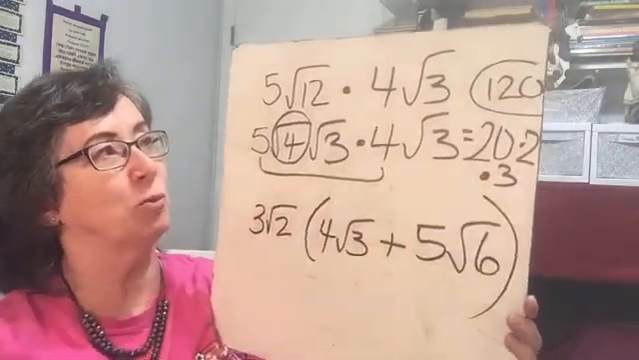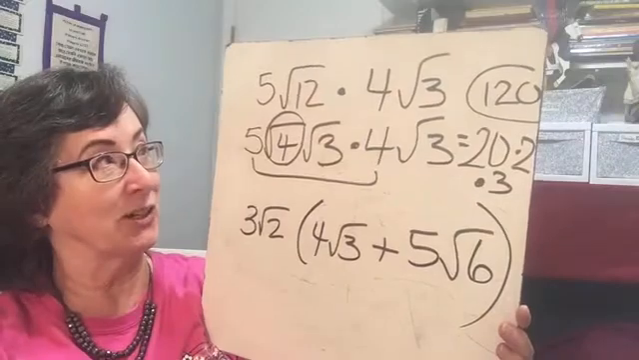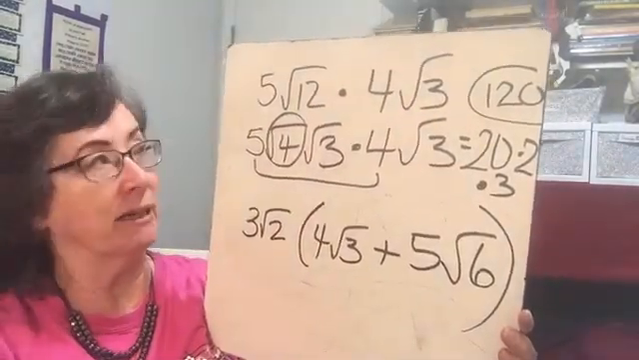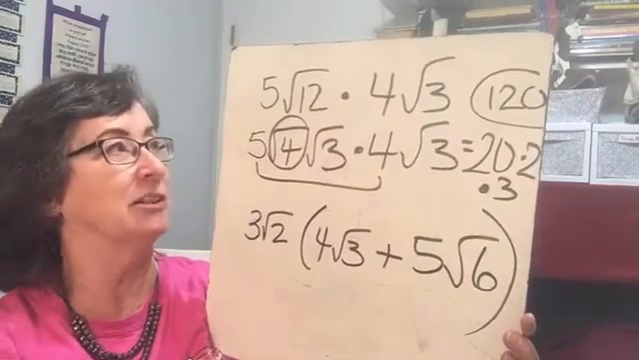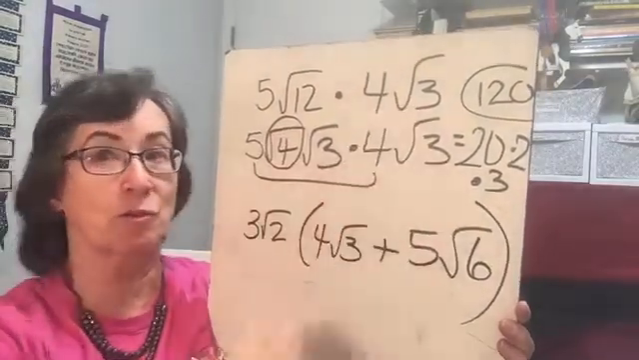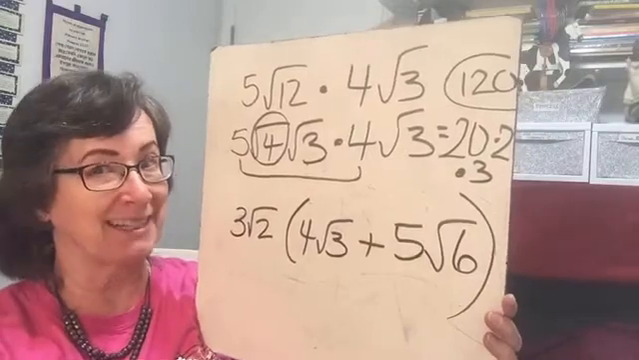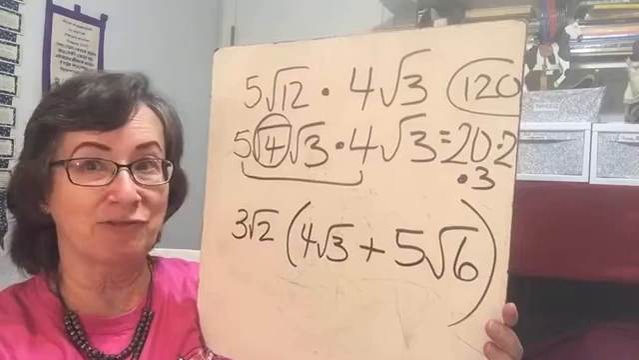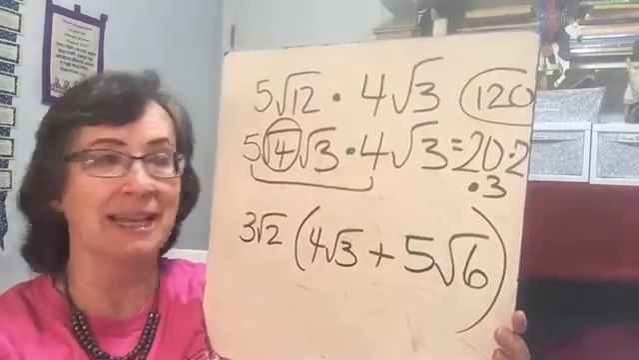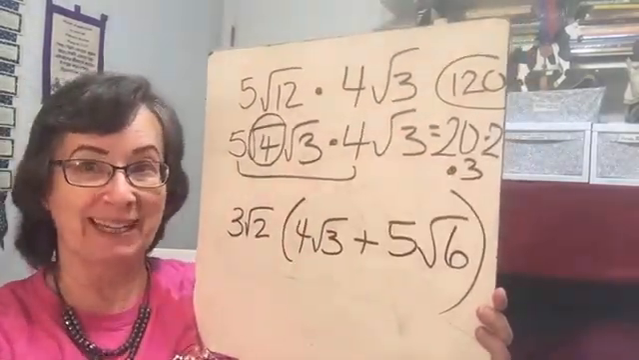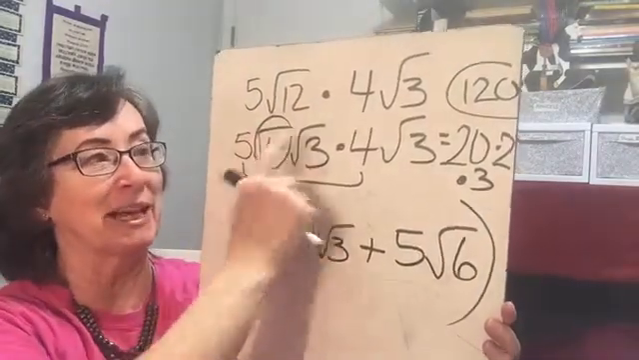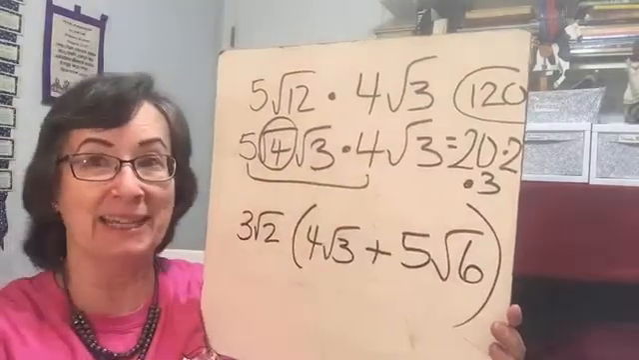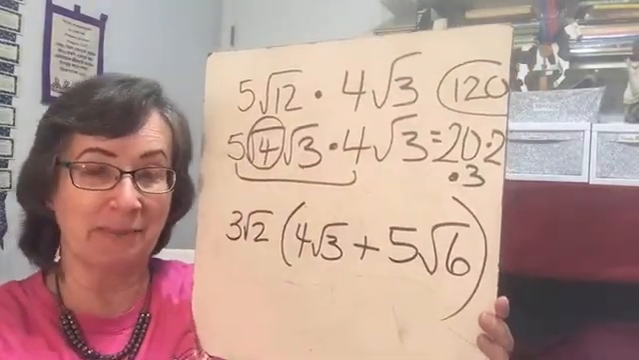And 120 is the answer when you multiply these together. Now, another way you could do it, you could have left it like it is, and you could have said square root of 12 times square root of 3 is square root of 36, and the square root of 36 is 6. So 5 times 4 is 20, times 6 is 120. We didn't have to break this one down before we multiplied it. We could have just multiplied it at the beginning, maybe saved ourselves a little bit of time.